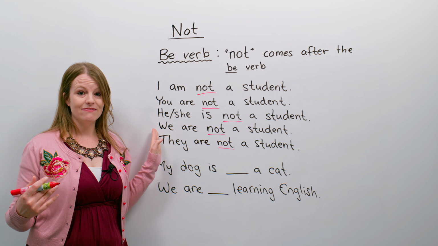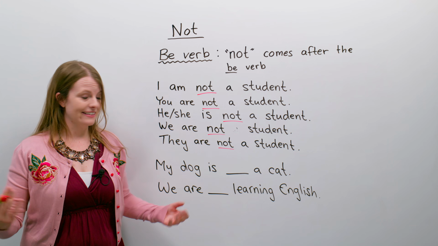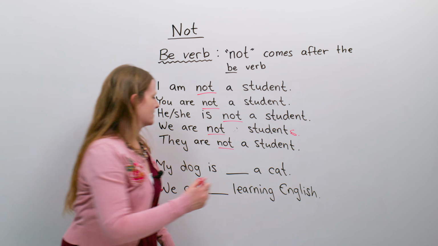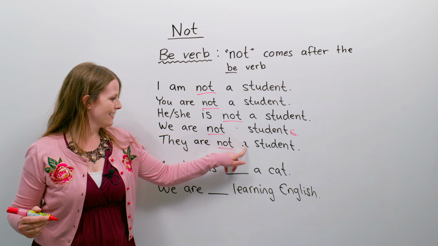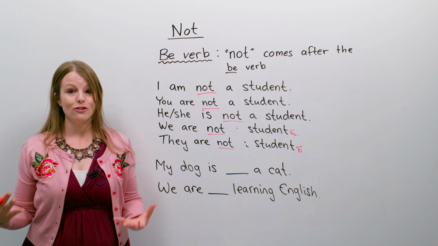We are not, actually there's a mistake here. We can say we are not students. They are not, again, same mistake. We'll just add an S here. They are not students.